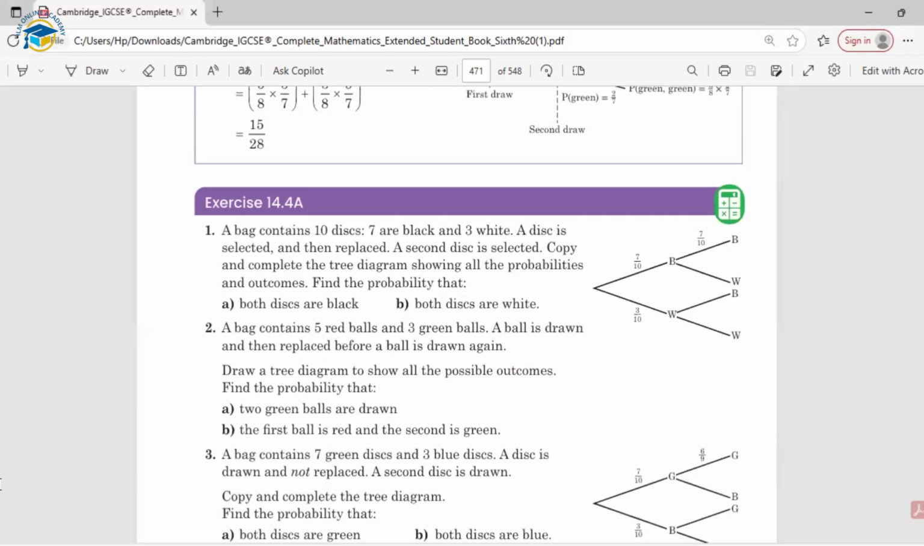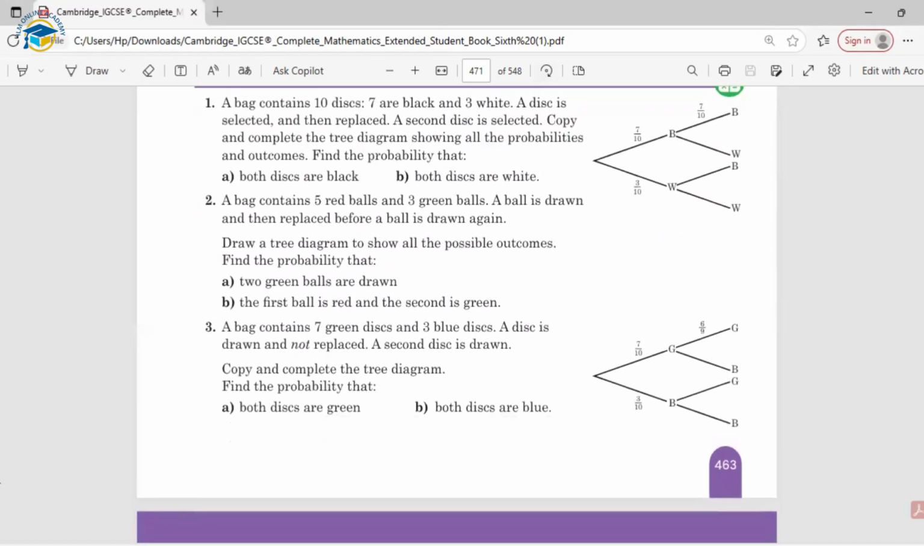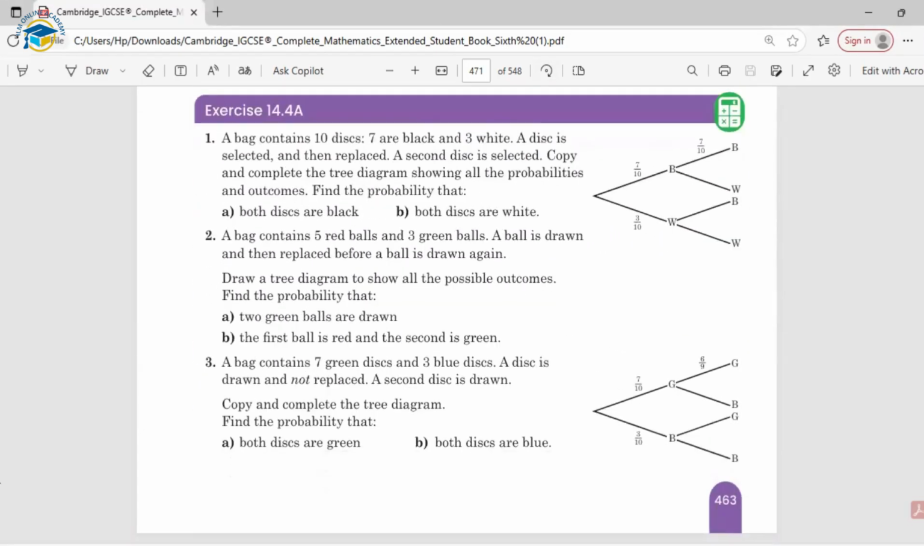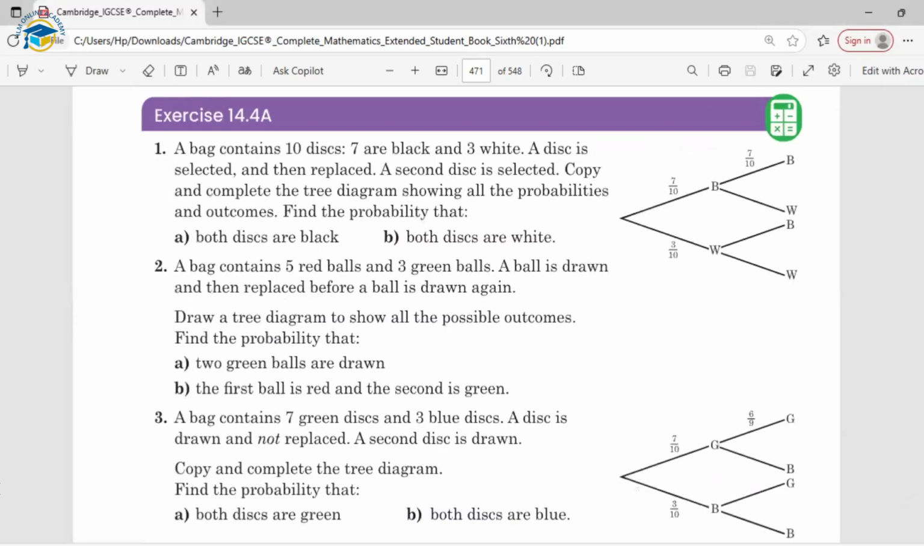Let's go to exercise 14.4a. This is quite a lengthy exercise, so I will check whether I need to make two lectures or one. You can check in the next video. In 14.4a, in the first question, they have already drawn the tree diagram. Sometimes they will give you the tree diagram already and sometimes you need to draw it as well. So both concepts will go side by side.